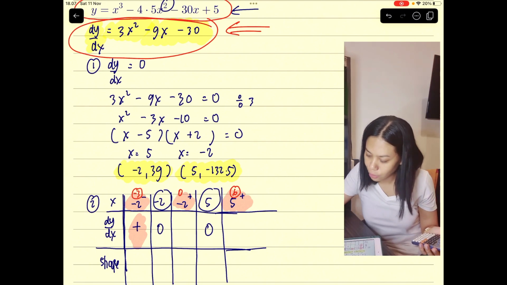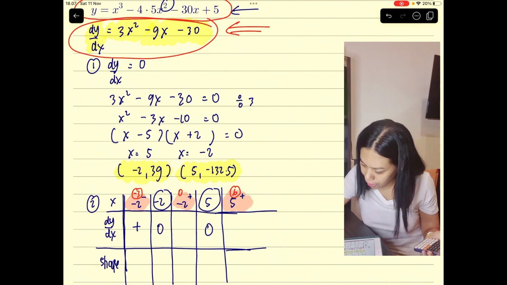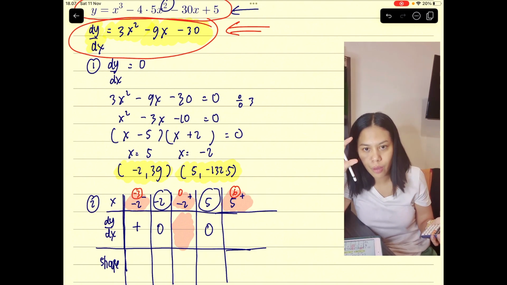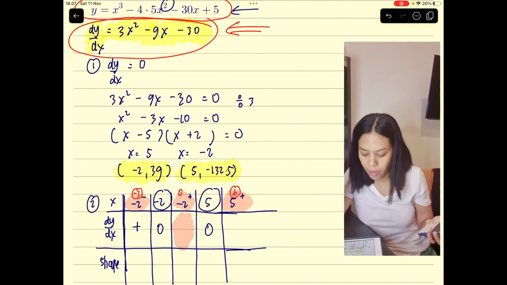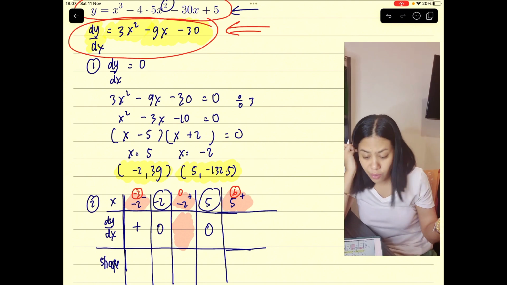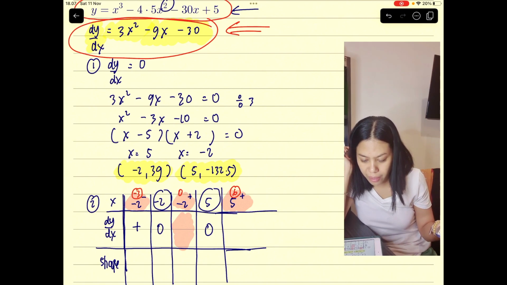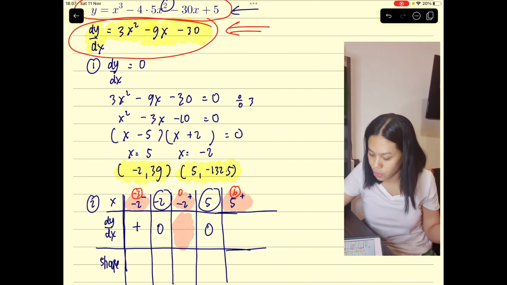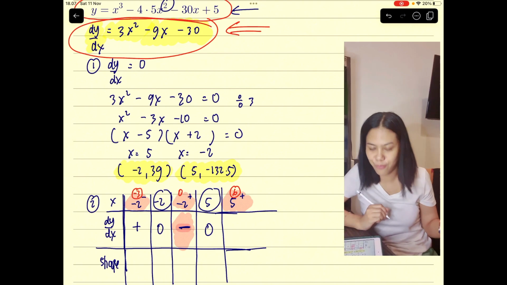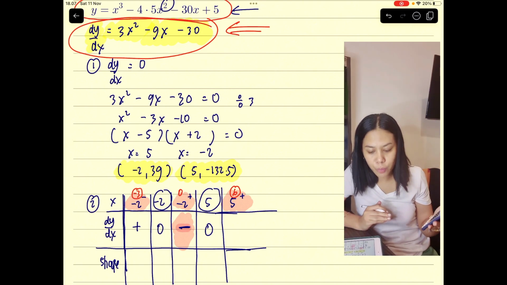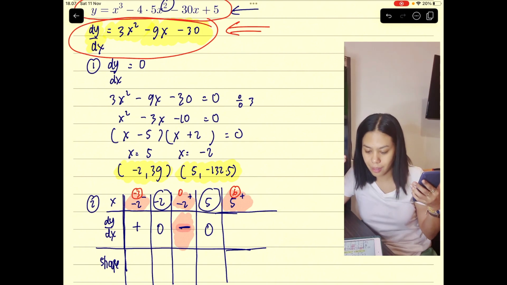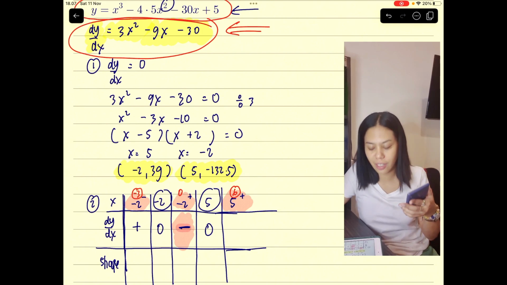Now, I'm going to find the one at point 0 because we chose 0 for the point between -2 and 5. So 0, 0. I'm going to input in the dy over dx, the one that I just circled. 0 is an easy one. If you input in the 3x squared minus 9x minus 30, you'll get -30, which is negative. Oopsie, I used the wrong one. So at 0, you put in the 3x squared minus 9x minus 30, it's -30. Yeah, it's negative, so I put negative.